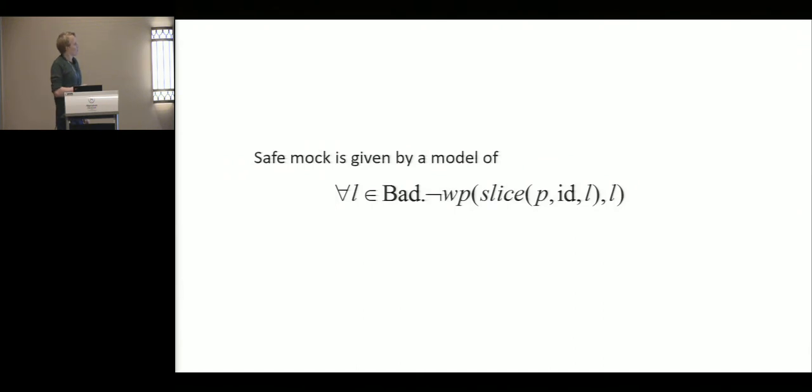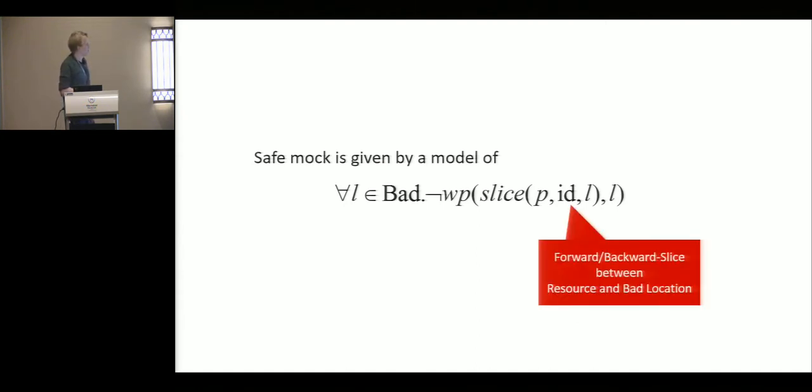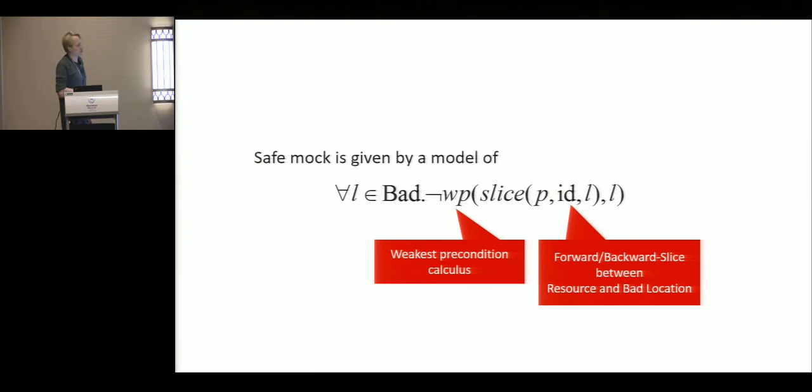So put simply, we have a proper formalization in the paper, but this is just to see a little bit more precisely what we're doing, because I want to extend this formula a little bit later. So we just compute this big constraint here. Here's our forward-backward slice from the resource to the bad location. We have the negation of the weakest precondition, and we just quantify this over all bad locations. And then our safe mock is given by the model to this formula.